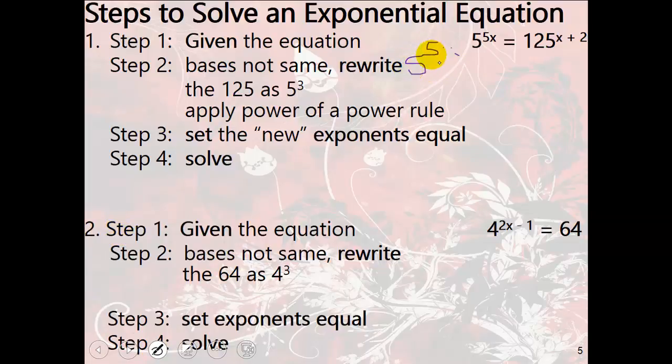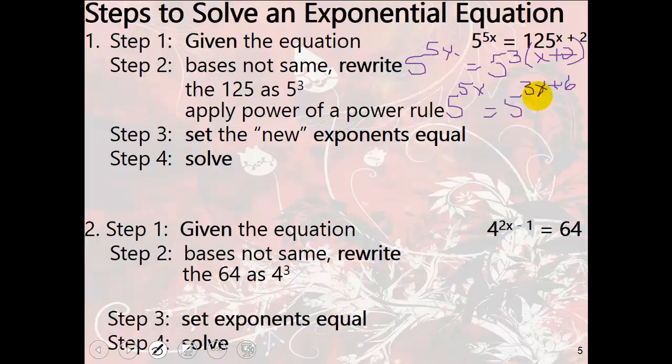5 to the 5x is equal to 125 is 5 cubed, so that's 5 to the 3 times x plus 2, okay? Now I'm going to apply the power to the power, so I still have 5 to the 5x equals 5 to the 3x plus 6.